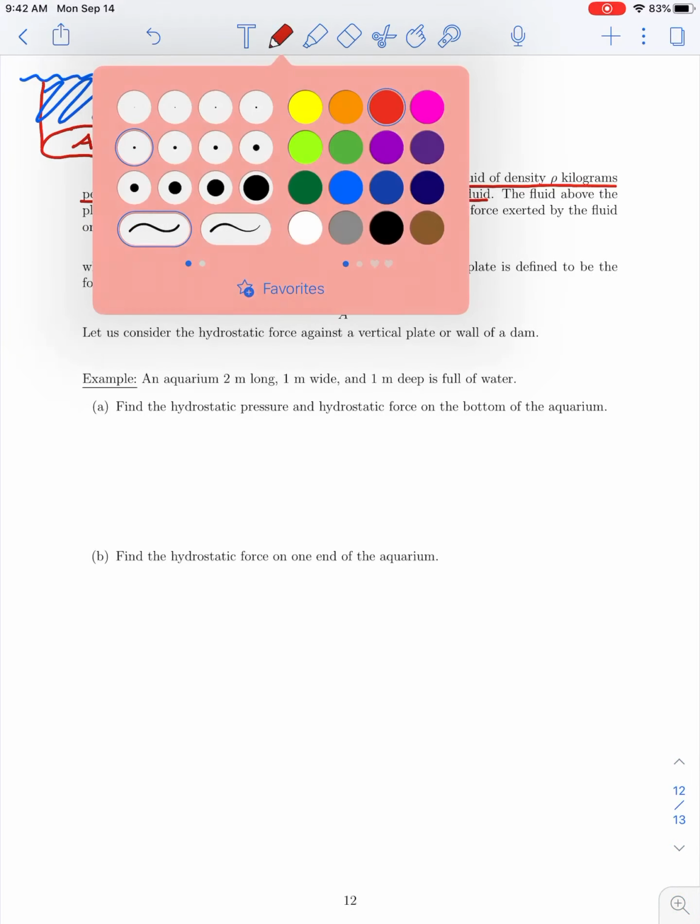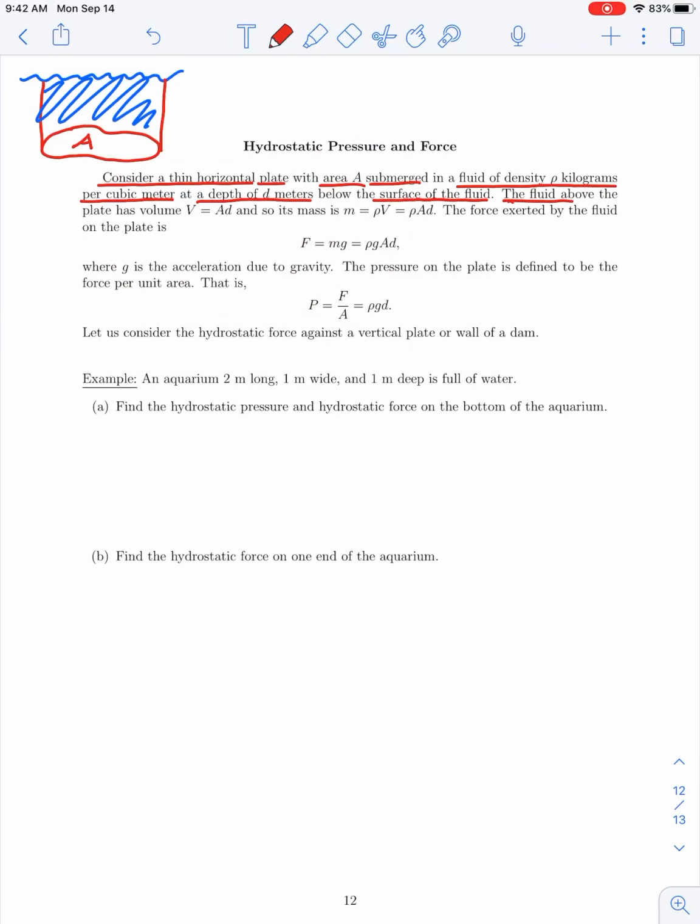So the fluid here that lies above this horizontal plate has a volume which we'll denote as V, and the volume of a cylinder is found by taking the area of a cross-section of that cylinder, so say the area of its base, which we've denoted as A here, and then we multiply by the height of our cylinder, which would be the depth, d, below the surface of our water.